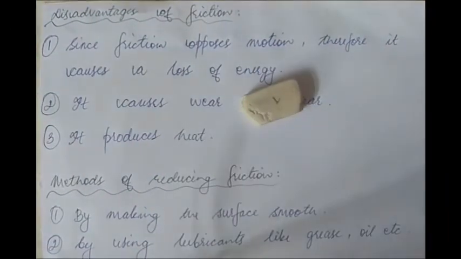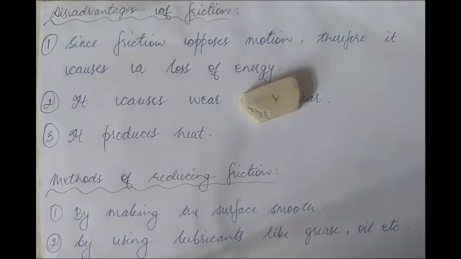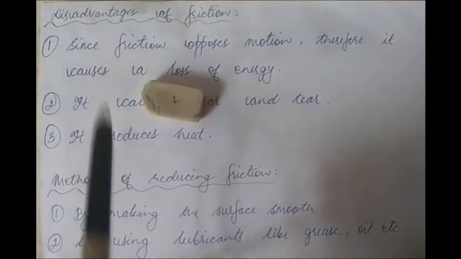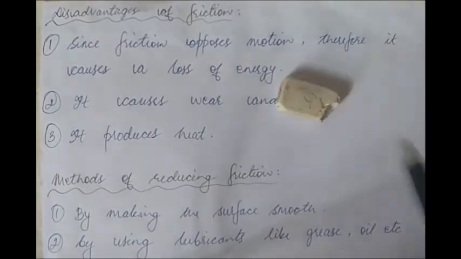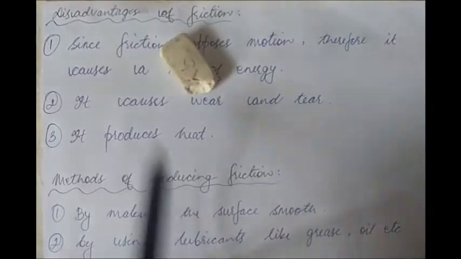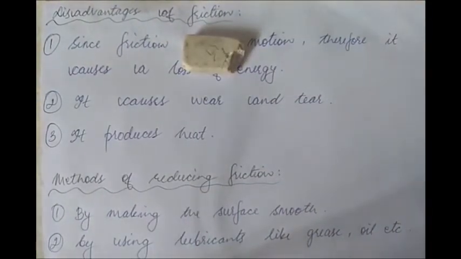Why is the eraser stopping? The eraser is stopping because friction is making it stop. So friction is opposing the motion of this eraser. I want the eraser to move forward, but friction is, time and again, every time, stopping it. So remember, friction opposes motion.